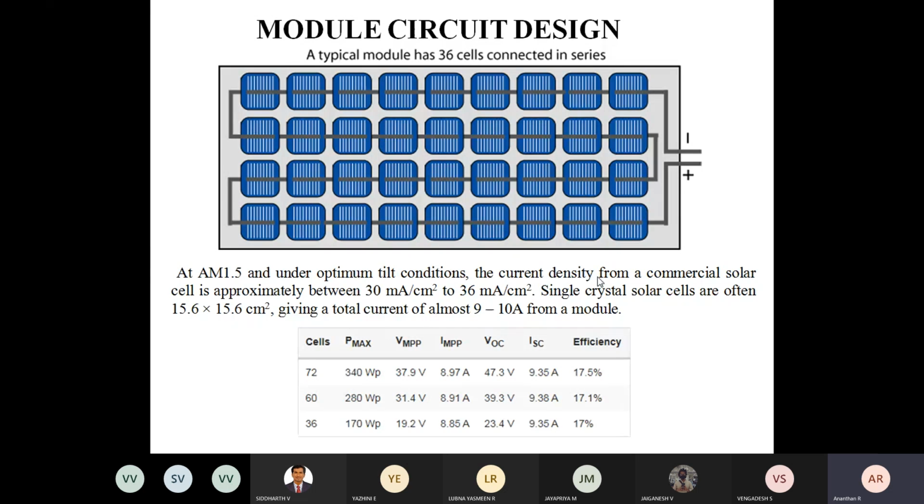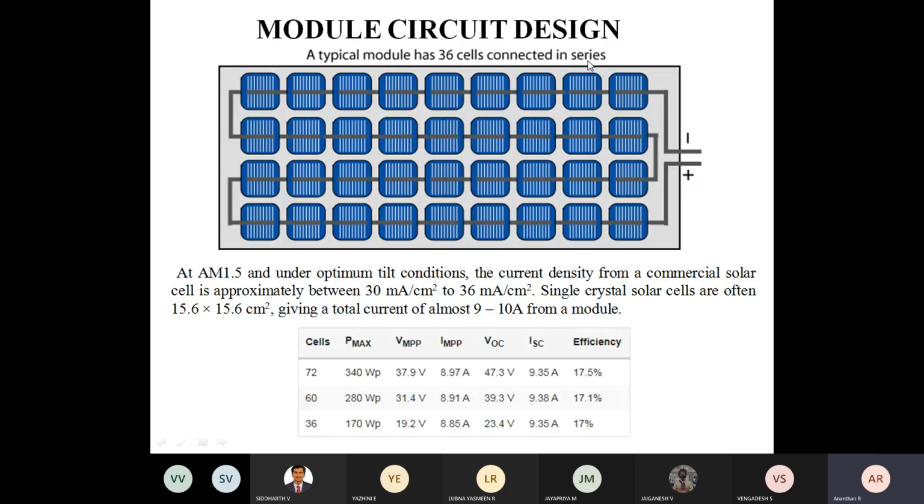generally the cells will number 18, 36, 30, or even 72 or 60. Those cells are connected in series for a single module. Here in this diagram, they have given 36 cells connected in series.